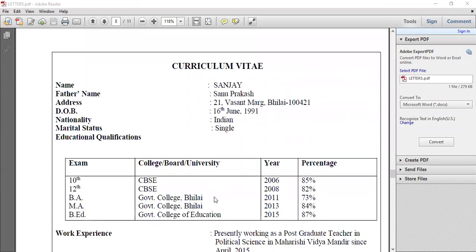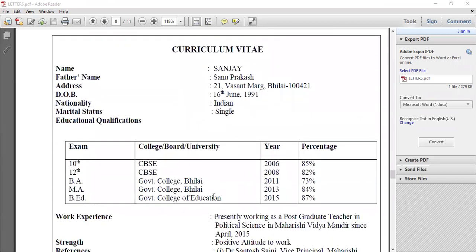Then the curriculum vitae, on the second page, you can prepare like this. For the curriculum vitae, you need to make a framework and you can write in capital letters. Then divide the page into two: name, father's name, address, date of birth, nationality, marital status, educational qualification. When you come to educational qualification, you should prepare a table with columns, for example examination, college or board or university, then year of passing and percentage. Your year of passing is very important. You have to calculate and write it.